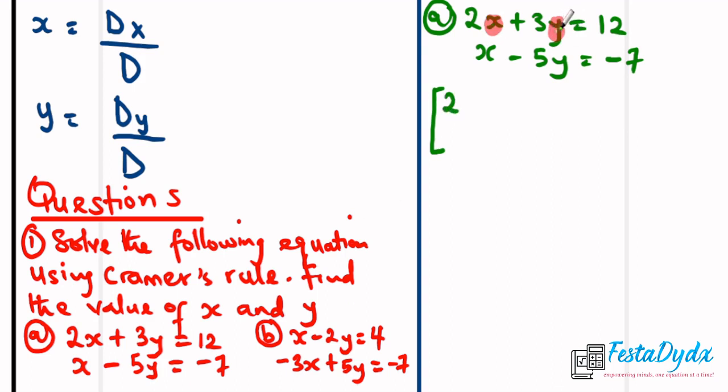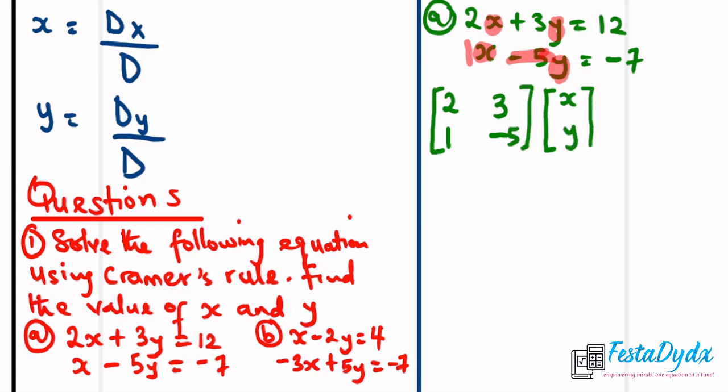For this place, the coefficient of y is 3. Now here, the coefficient of x is 1, invisible 1, so we're going to write our 1. And then here, the coefficient of y is minus 5. So we'll have our minus 5, and then when I close this one, what are we looking for? The unknowns we are looking for are x and y. So this equation is equal to 12 and minus 7. So this is what it looks like, writing them in matrix form.